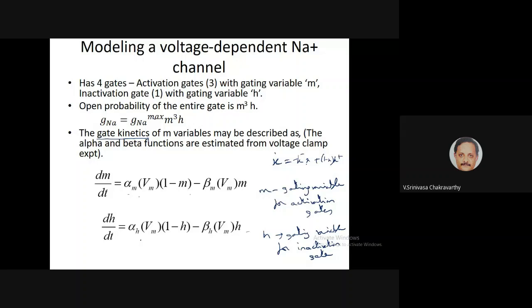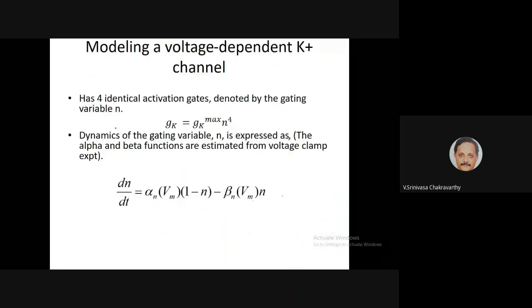If GNa max is the maximum conductance that the channel can take, that happens when all the sodium channels are open. When some of the sodium channels are closed and only a fraction of them are open, the actual conductance GNa becomes GNa max times m cube h, because m cube h is the probability of open sodium channels. That is how you calculate the sodium conductance. Similarly, for the potassium conductance, GK max is the maximum conductance of potassium, which is the conductance when all the potassium channels are open.